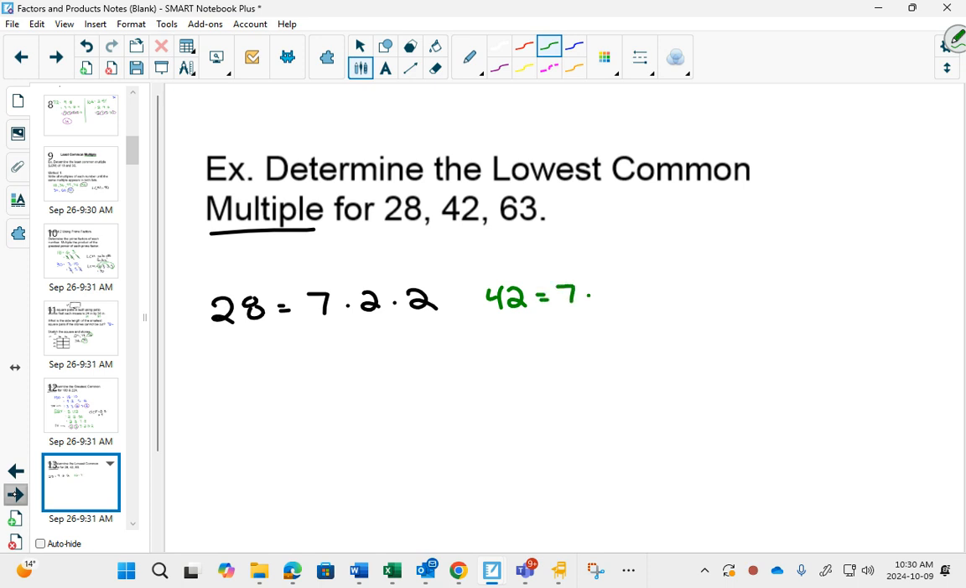It's 7 times 6, and 6 is 3 times 2. And I'll do 63 in blue, which is 7 times 9, and 9 is 3 times 3. You could actually write the prime factorization of those quite quickly.